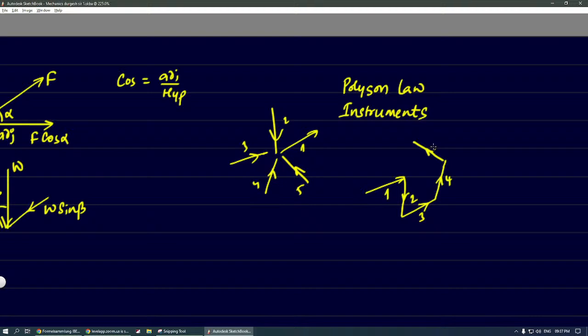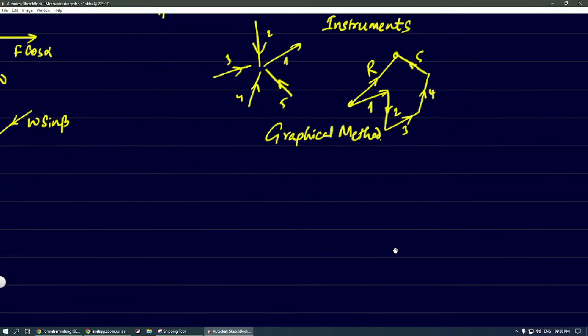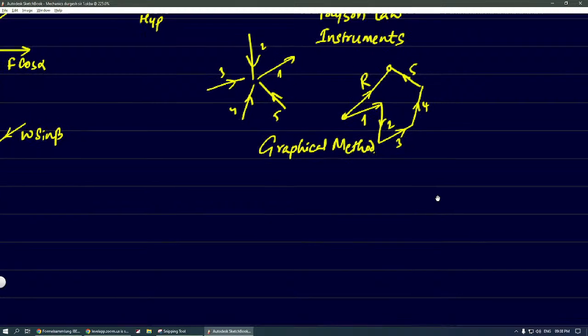Okay, got it? Yes, sir. So all the forces we have to draw in continuation. Then the resultant will be given by the starting point and ending point. So this ending point will give us the resultant. So this is the graphical method. Analytical means we have to do with calculations.